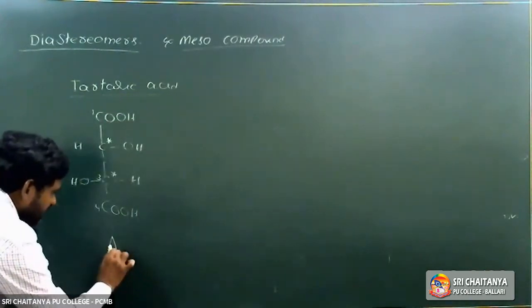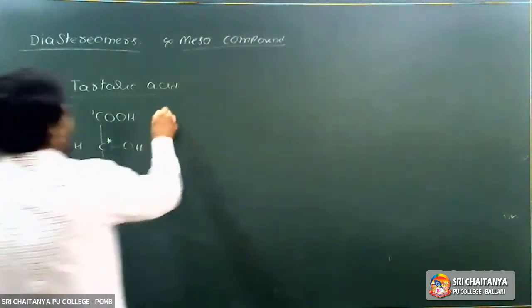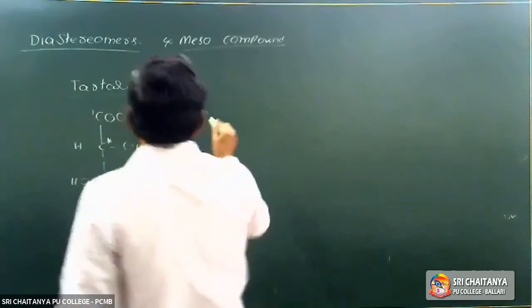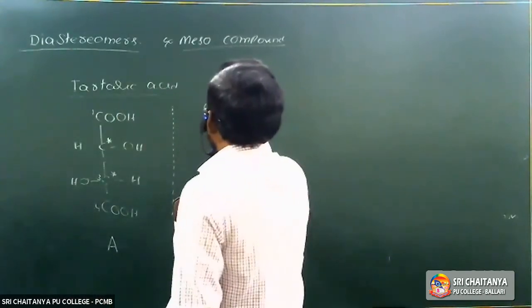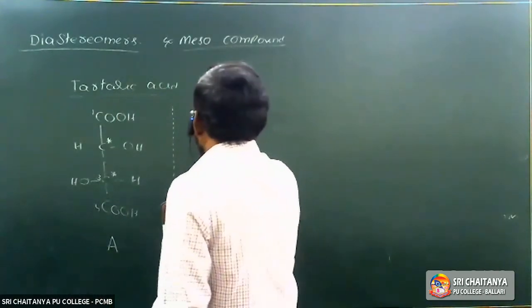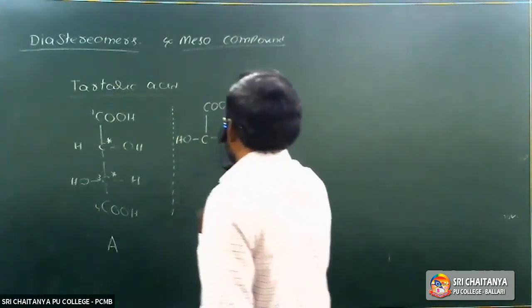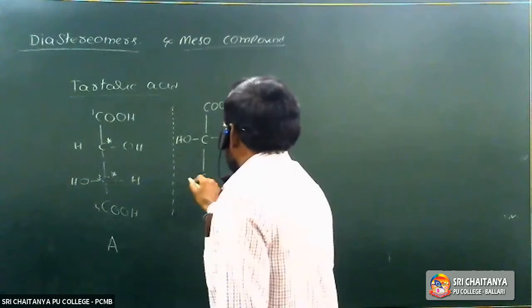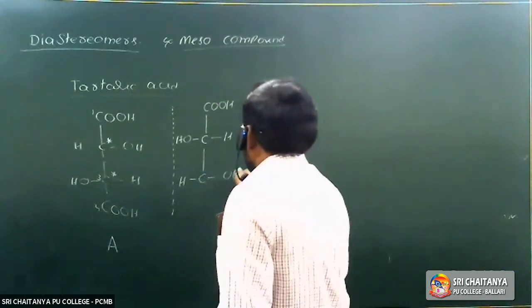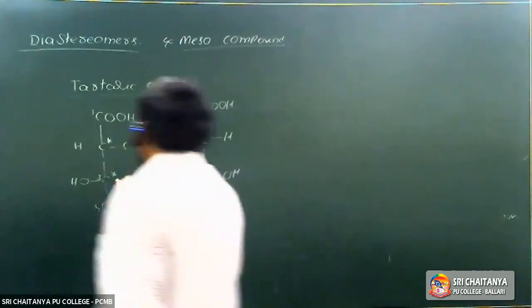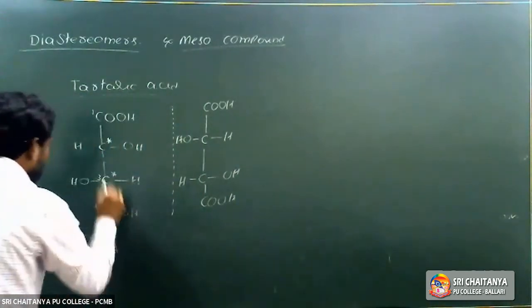Let this be considered as A. Take its mirror image. It has COOH, then a carbon with OH and H, then another carbon with H and OH, and then COOH. So this is B.